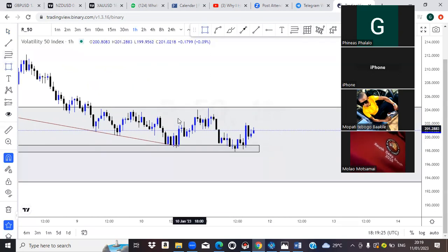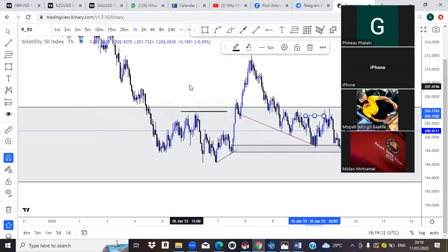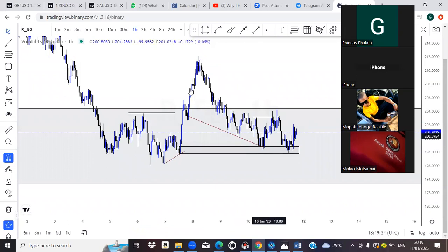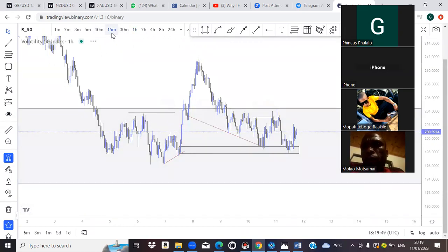So here we have change of character. Our entry is also in there. Because we are still under the 1 hour time frame, we have to look for another schematic under the 1 hour setup for a perfect entry. So that's why we jump into the 15 minutes time frame.